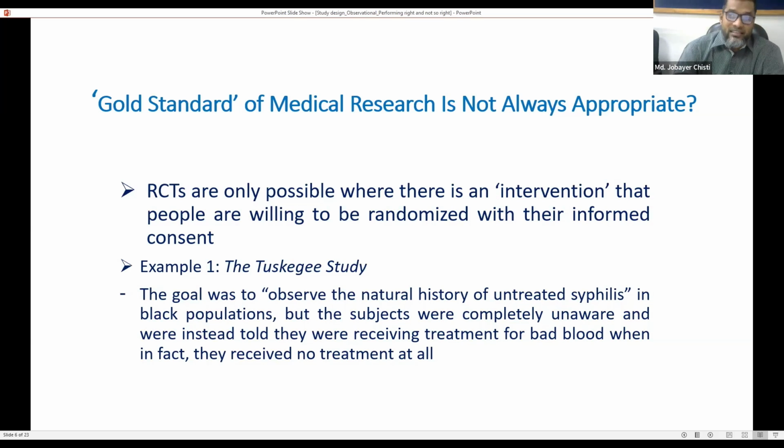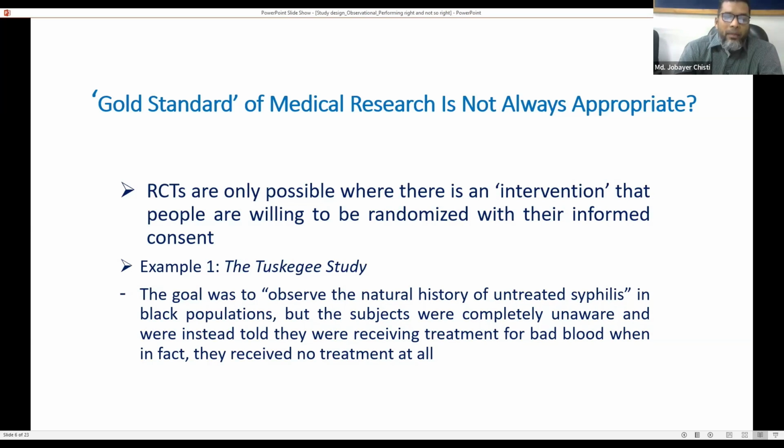Rather, those could be done in a simple way, but that should be observational or other studies. As most of you have already come across, RCTs are only possible where there is an intervention that people are willing to be randomized with their informed consent. Otherwise, we cannot do this. And I can give you a few examples.